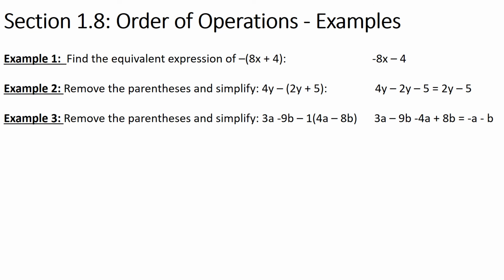So the equivalent expression of negative the component 8x plus 4, that's the same as negative 1 times the component. Negative 1 times 8x is negative 8x. Negative 1 times 4 is negative 4. So I get negative 8x minus 4.